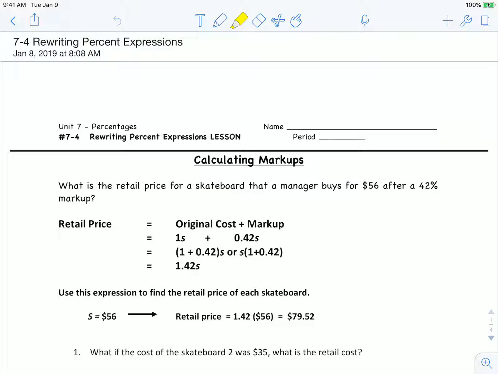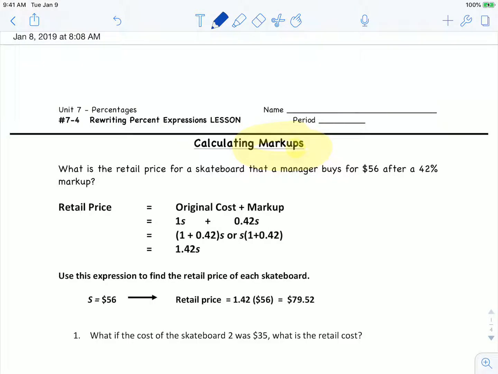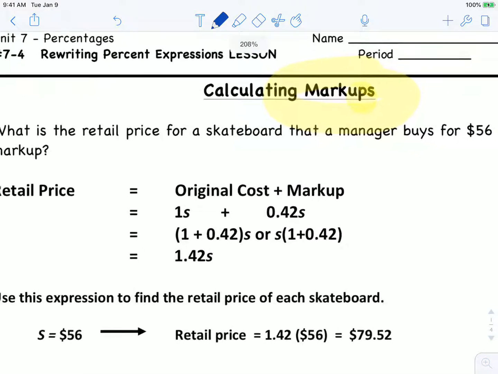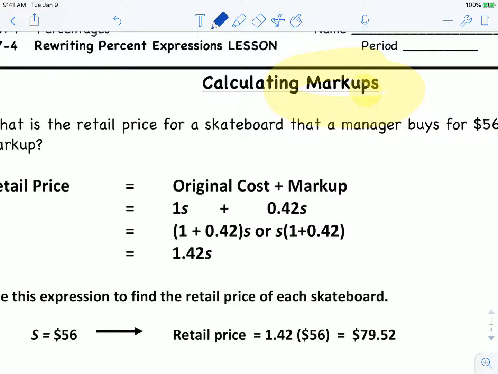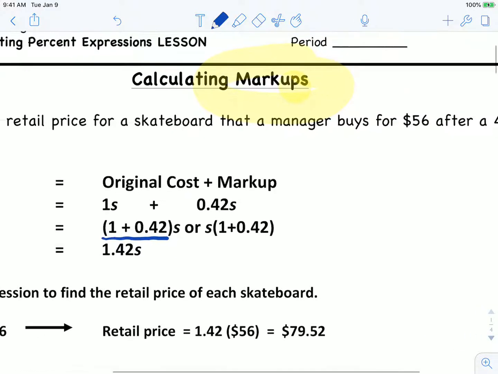It's just like sales tax. You're paying 100% and more. So we're going to be paying over 100% for markups. All right, so what is the retail price for the skateboard that a manager buys for $56 after a 42% markup? So here's what we're going to do. It's a lot like yesterday's. So it's the 100% plus 42.